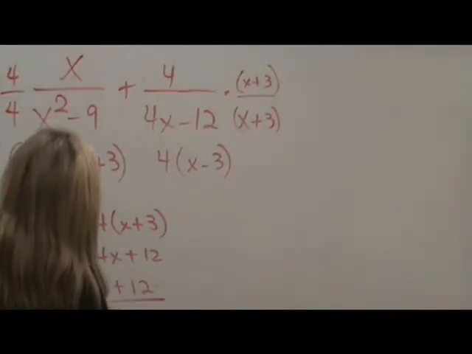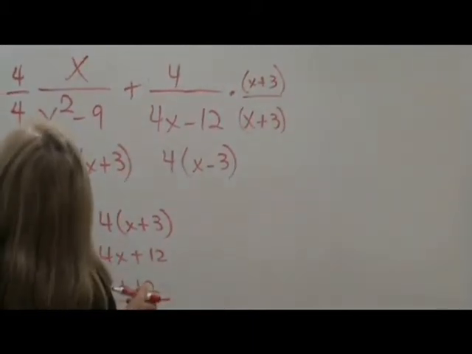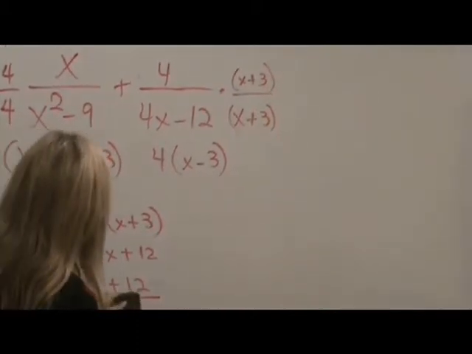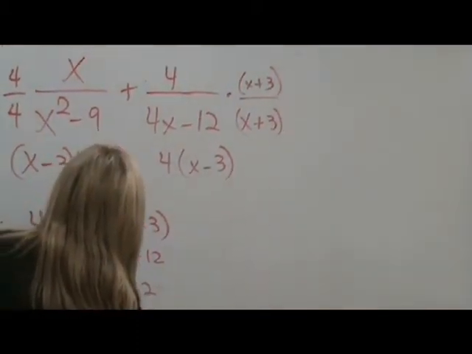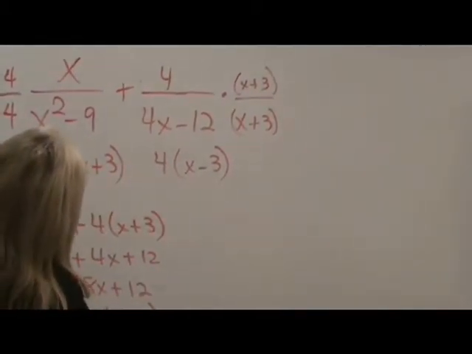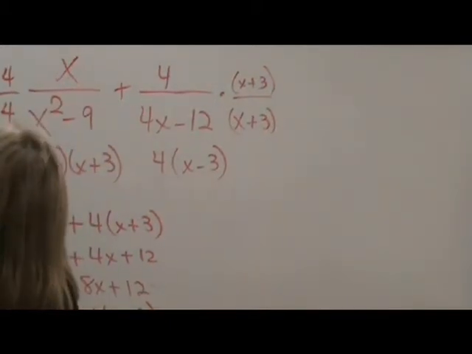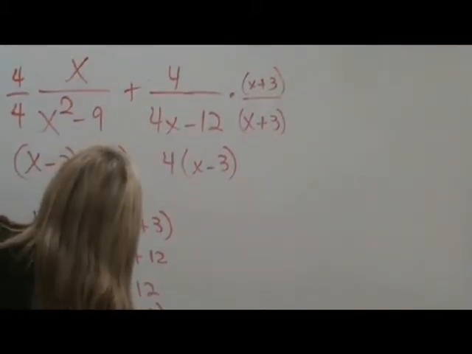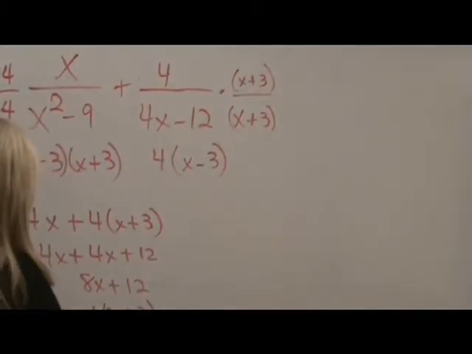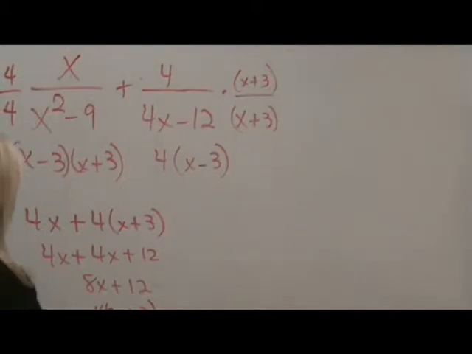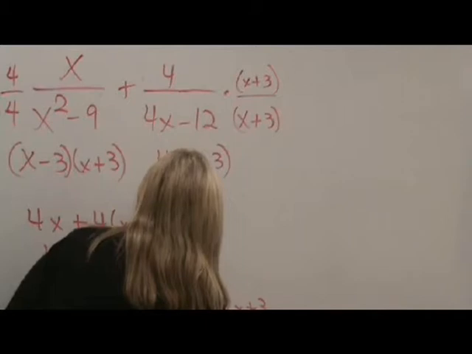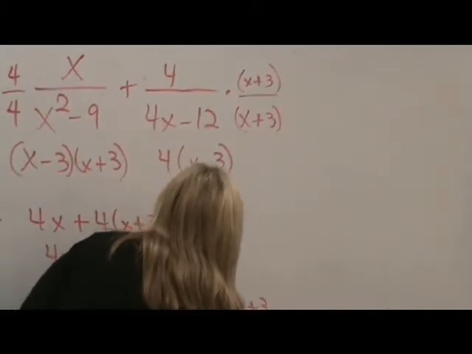Yes, ma'am. And now if we put it back over, well, we can take out a 4. So if we take out a 4, we have 2x plus 3. And then we would have 4 over x minus 3, x plus 3. And our 4's can cancel. And my final answer should be 2x plus 3 over x minus 3, x plus 3.